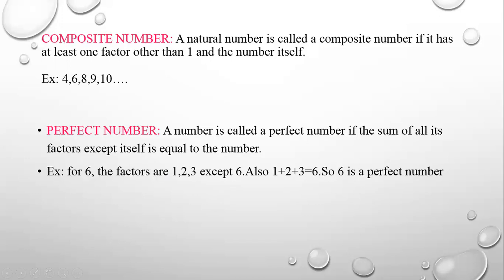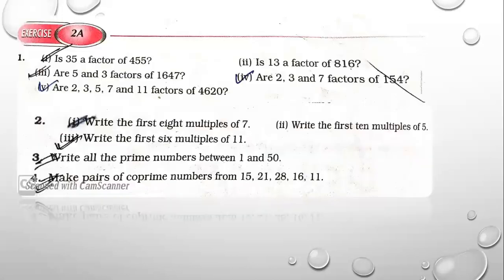Likewise, we can take one more example. 28 is also known as a perfect number because when you take the factors of 28, you will get 1, 2, 4, 7, 14, and when you add these factors you will get 28. So we can say that 28 is also a perfect number. Likewise, there are many more examples. This is exercise 2A of this chapter, which is completely based on the topic we have discussed. Now you can go through this.